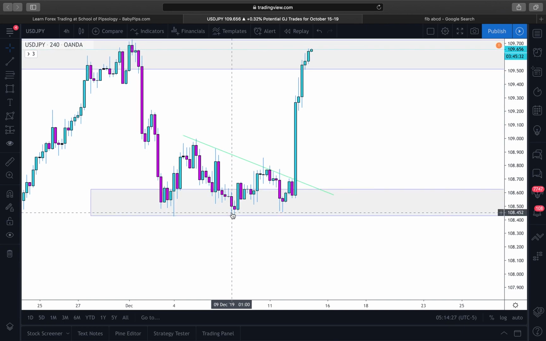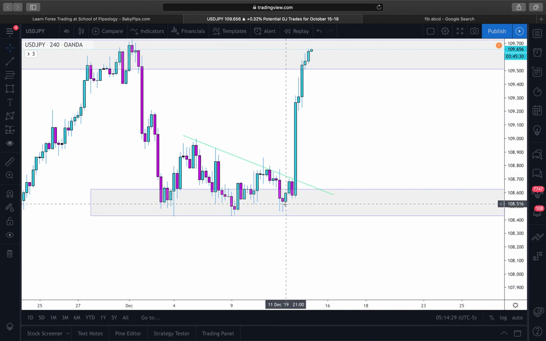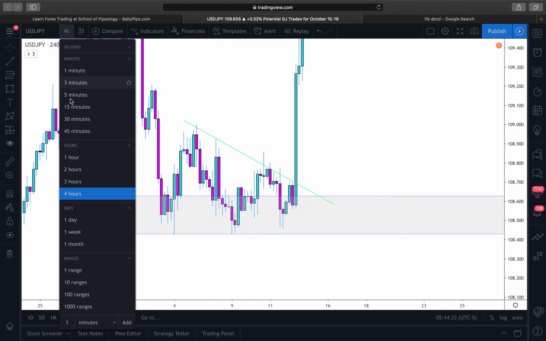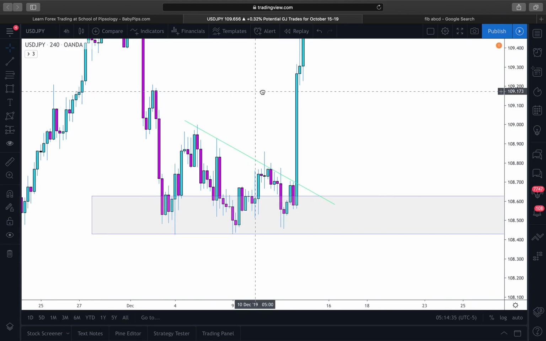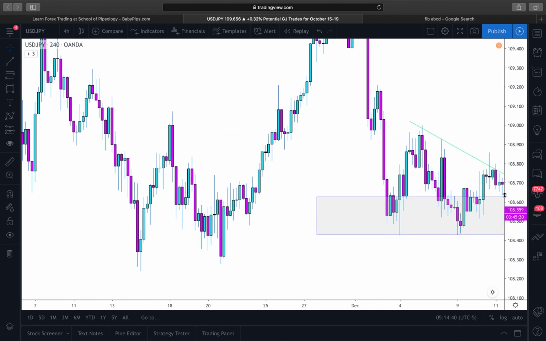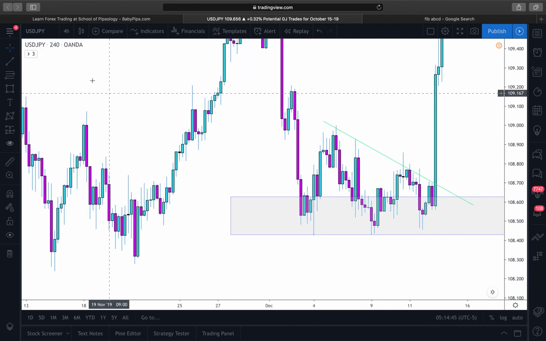This is the head. This is the shoulder. This would have been a really good entry point. But based off the 4 hour, it's hard to find an exact entry because you don't know where you're going to be. Like you might be here, thinking is it going to just go from here? Is it going to come down here? Is it going to make a double bottom? That's why it's good to come down to a smaller time frame.